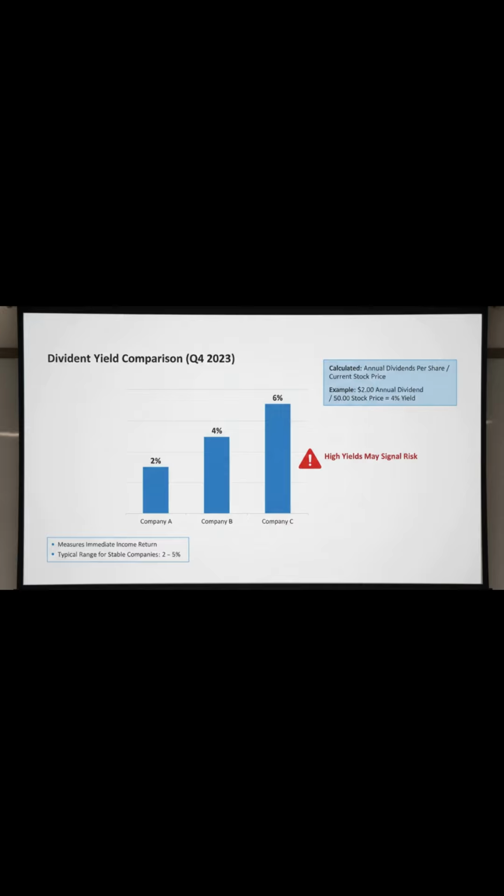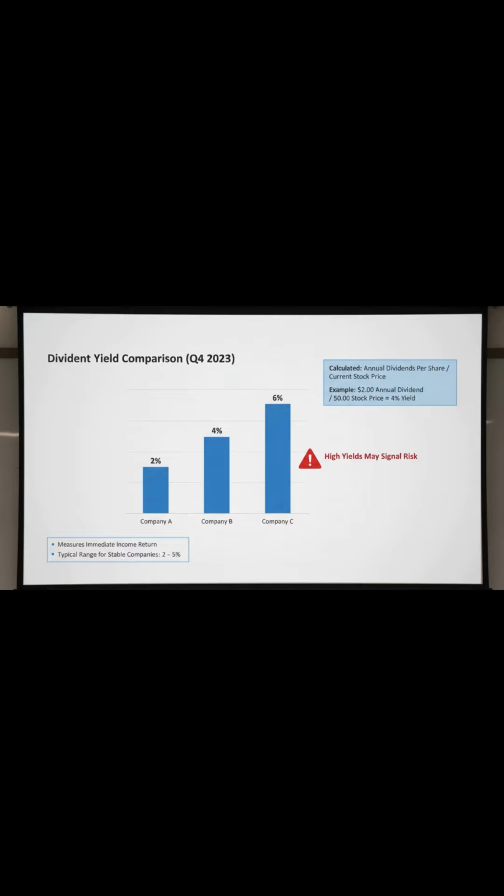Dividend yield is perhaps the most straightforward metric for income investors, representing the immediate return on investment from dividends alone. It's calculated by dividing the annual dividends per share by the current stock price. For instance, if a company pays $2 per share annually and its stock trades at $50, the dividend yield is 4%. This metric is crucial because it helps you compare the income-generating potential of different stocks.